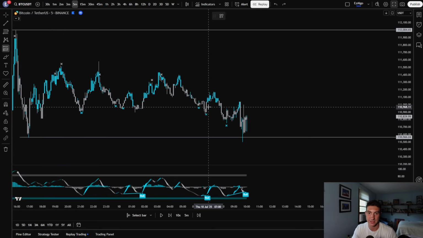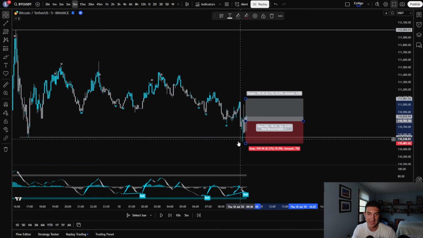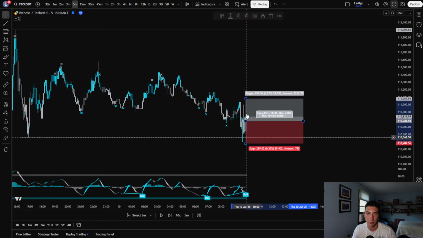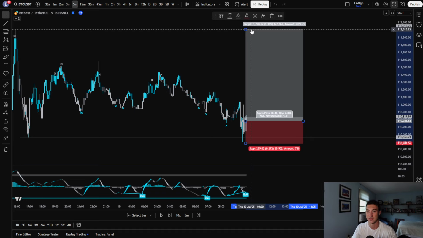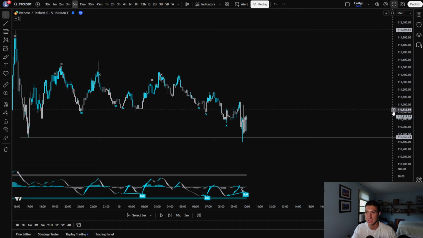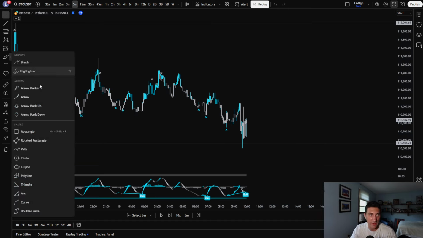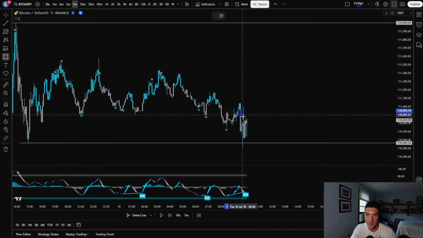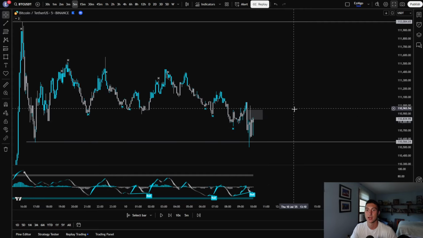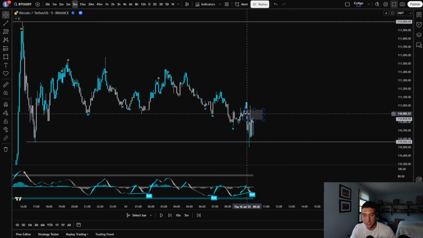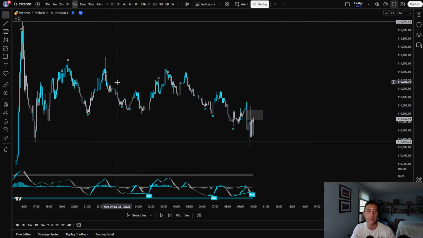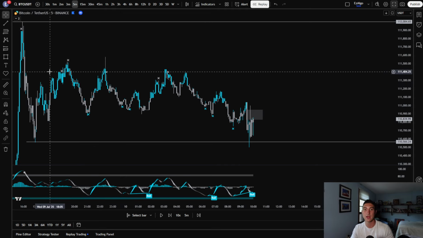The first entry is on that immediate reclaim of that level, okay? So for example, right here, this would be your first entry. However, I like to wait, in this case, for an inverse fair value gap, or an IFVG, meaning I want to see price close back above this bearish fair value gap, okay, and close above to confirm that order flow has shifted. We are most likely going to go back to the upside.